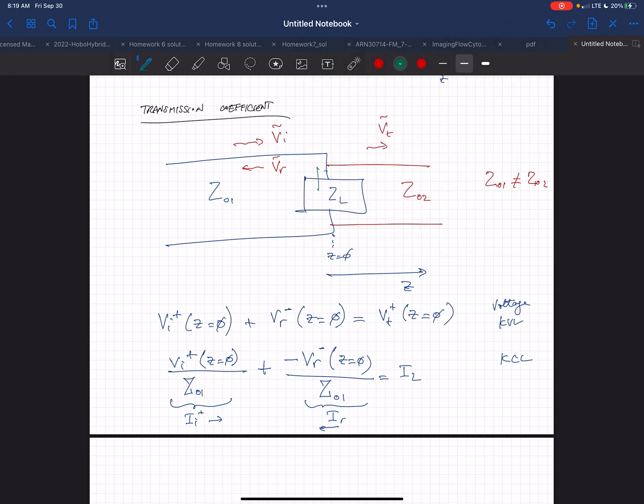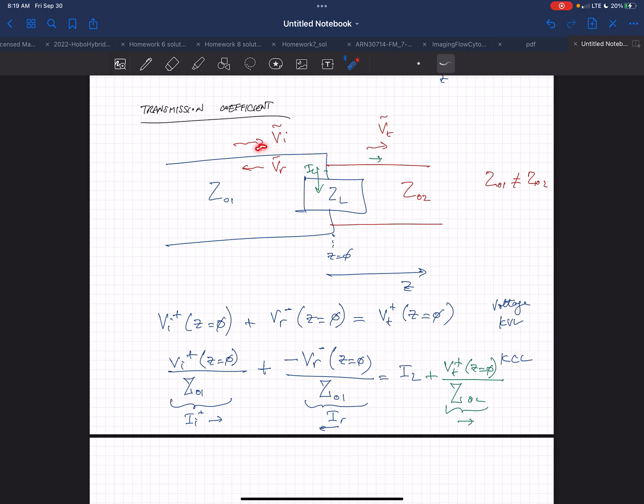So you'll have a current going into the load here, plus a current going in that direction. So a current going to the load plus Vt at z equal to 0 over Z02. That's a transmitted current. So I'm setting up two equations just for this point where everything comes together.